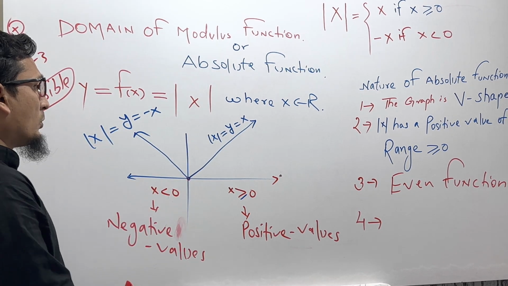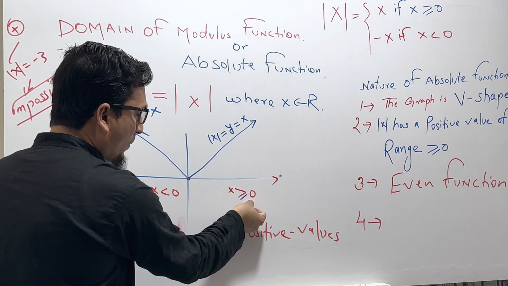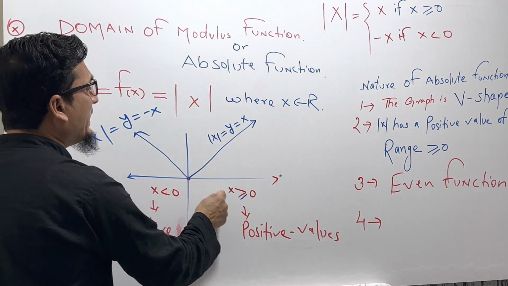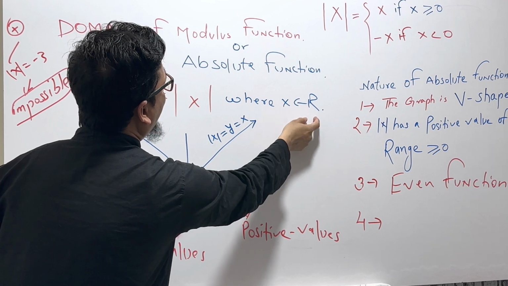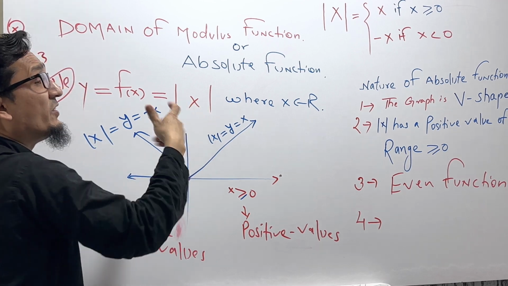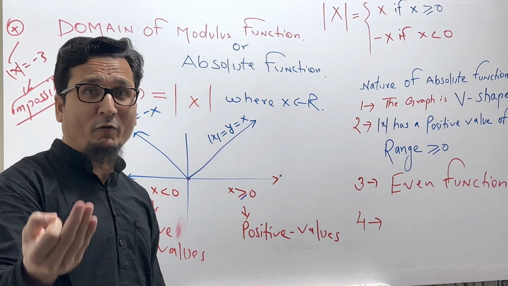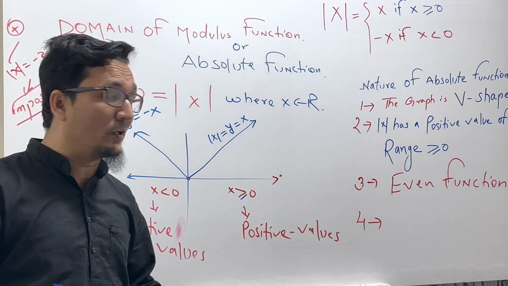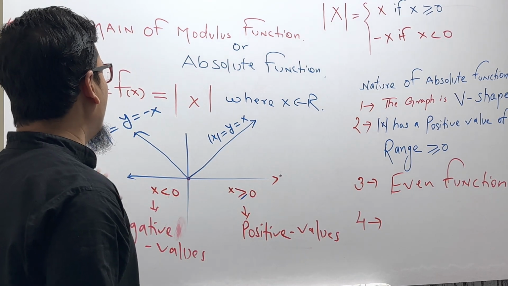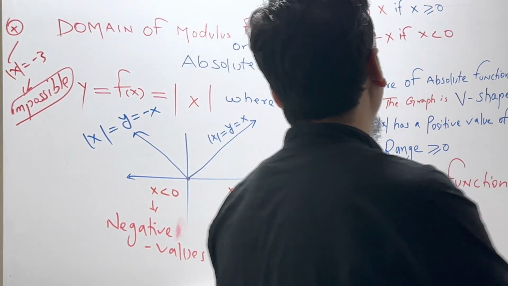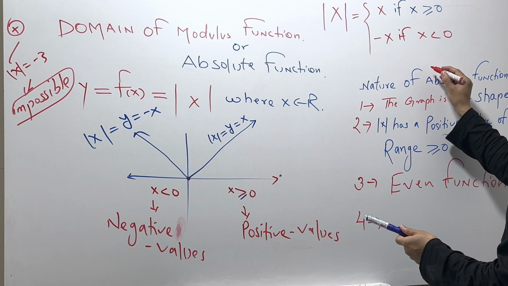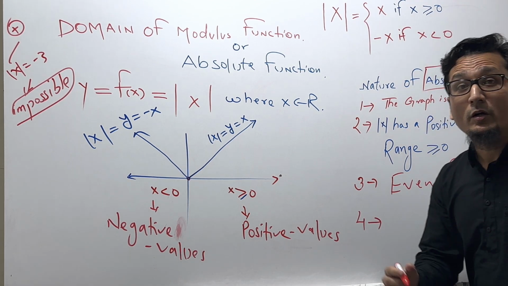Okay, so as you can see here, if you have 0 on this real line, if you have 0 or greater than 0, or you have less than 0, for each and every value of x you have f(x), means the function is always defined. You cannot say, sir, we have one value of x where the function does not exist. No, impossible. For minus infinity to positive infinity, for each value of x, the function always exists. So the domain of the absolute function is real numbers.